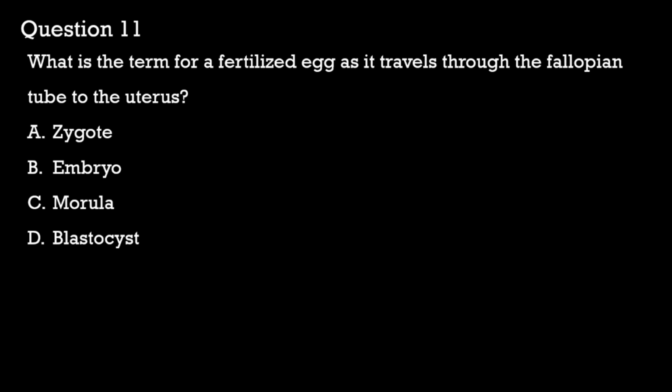Question 11. What is the term for a fertilized egg as it travels through the fallopian tube to the uterus? A. Zygote. B. Embryo. C. Morula. D. Blastocyst.